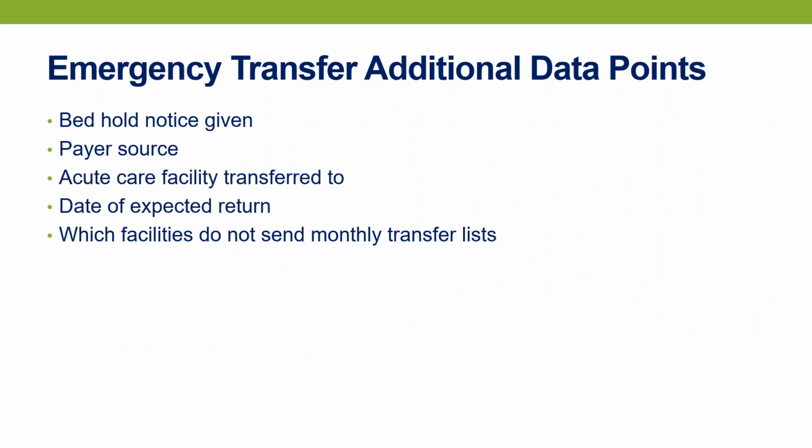And some of you who are tracking the emergency transfer, here's some additional data points. So those monthly reports that you are hopefully getting from the facilities, you may be tracking whether or not the bed hold notice was given, the payer source of the individual, the acute care facility where the resident was transferred to, what's the date of the expected return, and tracking which facilities aren't sending monthly lists. I know some of you had already talked about having conversations with licensing and serving agencies saying, we're not getting these notices. So great job in the tracking piece of it.